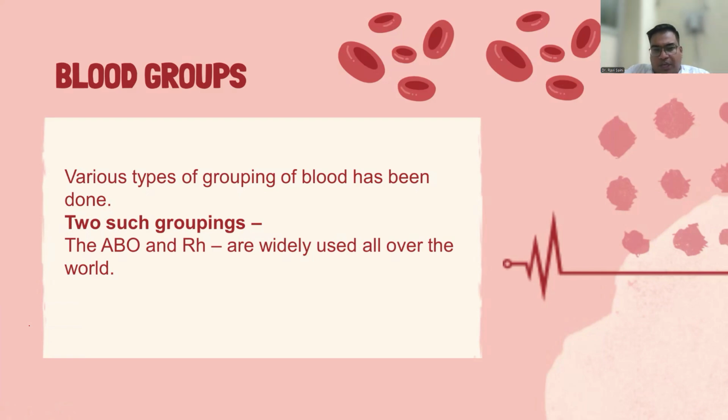Today we are going to discuss the blood groups. Various types of grouping of blood have been done. There are so many types of blood grouping. The commonly used blood groupings are the ABO and the RH system. They are widely used all over the world.